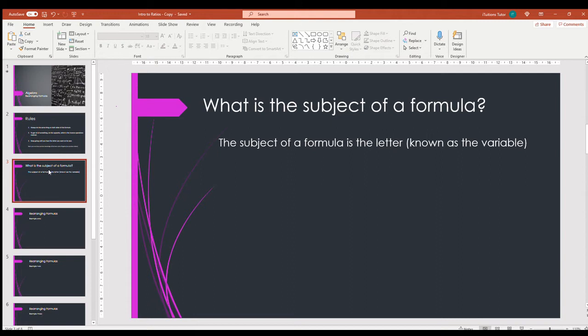The subject of a formula is a letter, known as the variable, on one side of the equal sign. For example, x is the subject of this formula because it's on its own. On the other side of the equal sign, we have a y, but it's not on its own. We also have a +8. The subject is always the letter that sits on its own on one side of the equal sign, and in this case, it's the x.